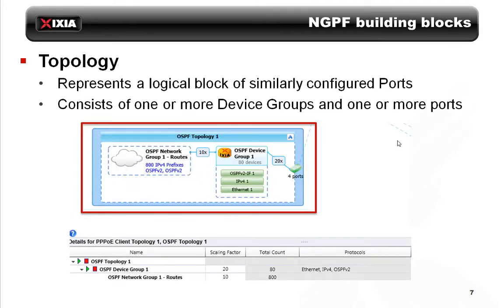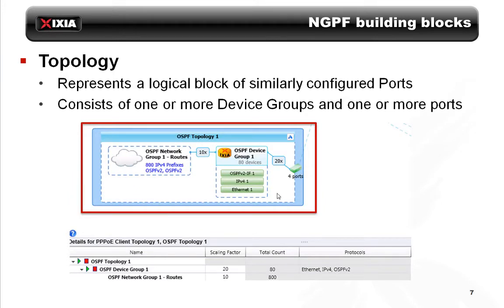The example screenshot here, there are 4 ports, each with 20 routers for a total of 80 devices. In this case, the device group is a stack of OSPF routers, so in this case it's 80 OSPF routers. Each of those 80 OSPF routers has 10 devices per router for a total of 800 routes or IPv4 prefixes. So that's how a topology is built.